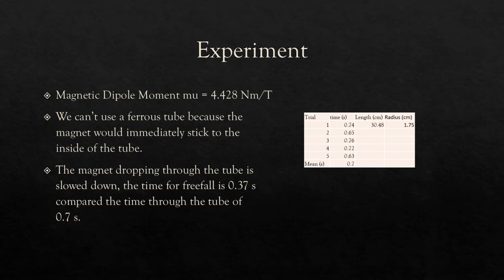When we drop the magnet down the tube with aluminum foil, it slows down the magnet compared to when you drop the magnet in free fall. The free fall time, which I also did for 5 trials and measured the average, was 0.37 seconds compared to our time through the tube of 0.7 seconds, which is basically double.